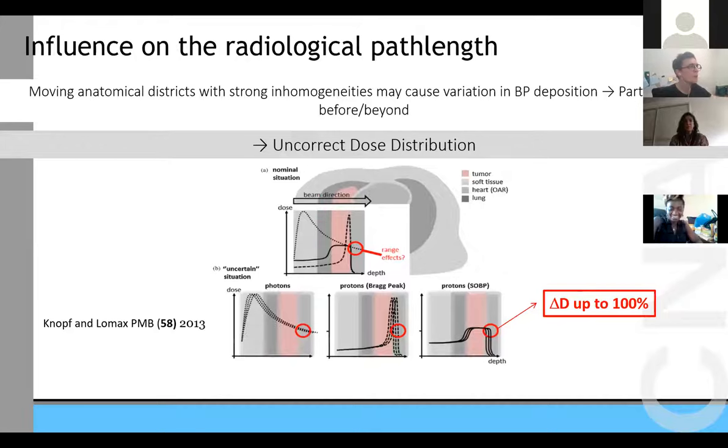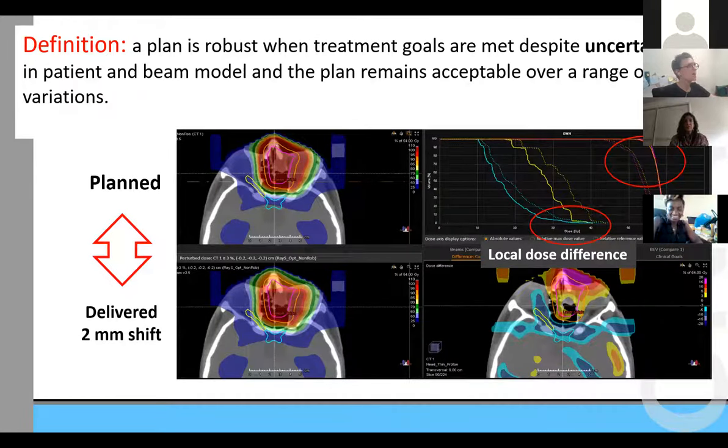I will just show you some example. I saw this slide this morning, so we don't really have to go through this again, but just to remind you, the problem with particles is that they stop, but you don't really know where they're going to stop. And if you change the tissue densities for whatever reason along the beam path, you can change the position of the Bragg peak. So your dose can change up to 100%. Either you give 100% less in the target volume or you give 100% more in the organs at risk. So this is an example of a not very robust plan.